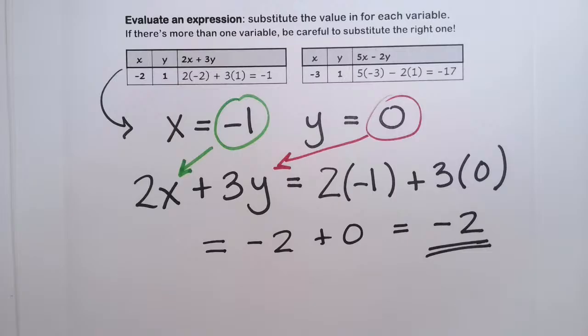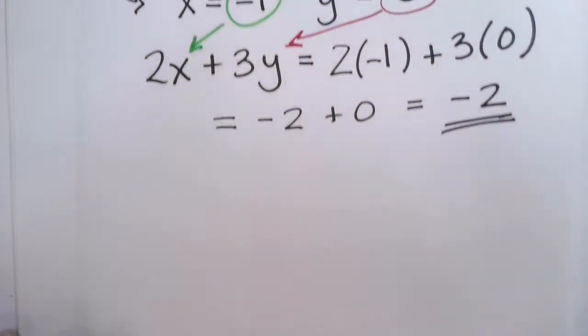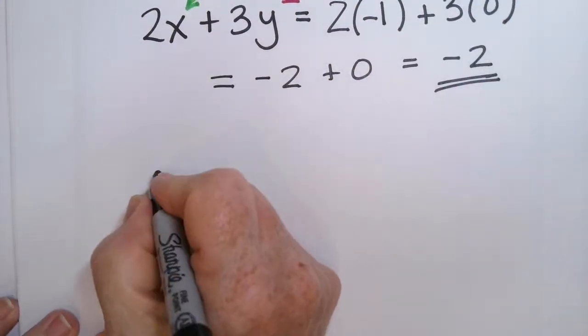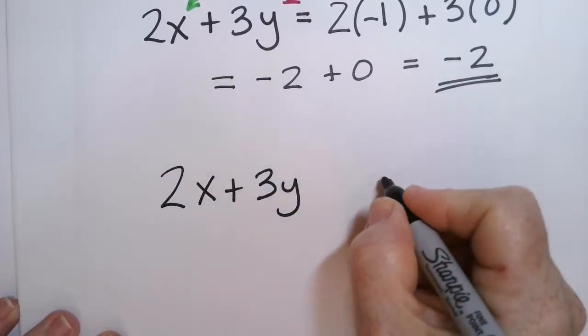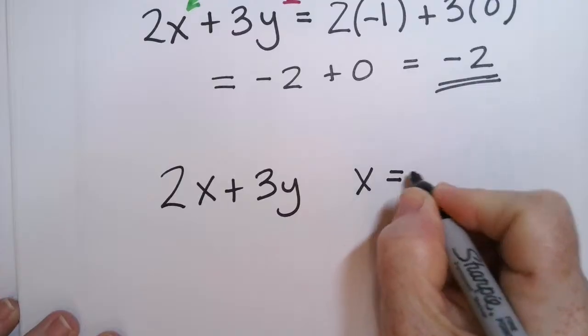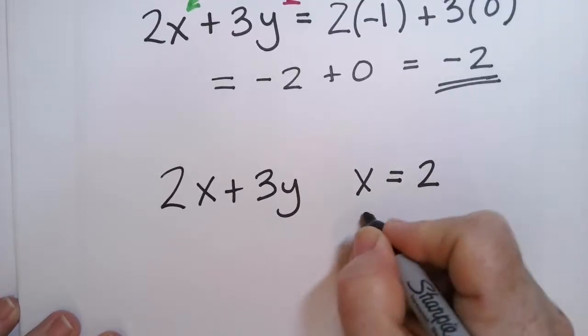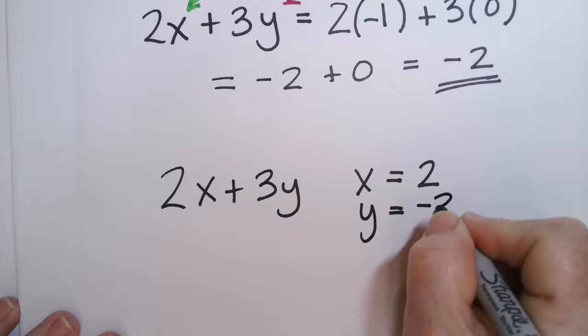Yeah, don't forget your negative sign. Good. Okay, you want to try another one? Now you do this one. I'm going to say it's the same expression, 2x plus 3y, but this time x is equal to 2, and y is equal to -3.